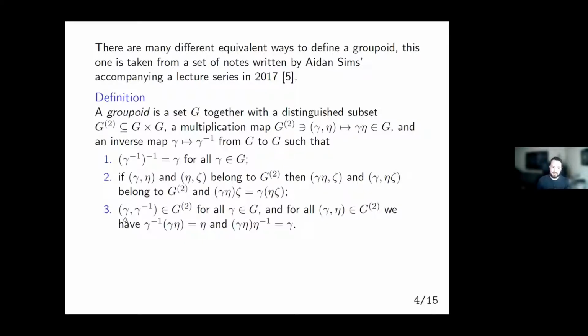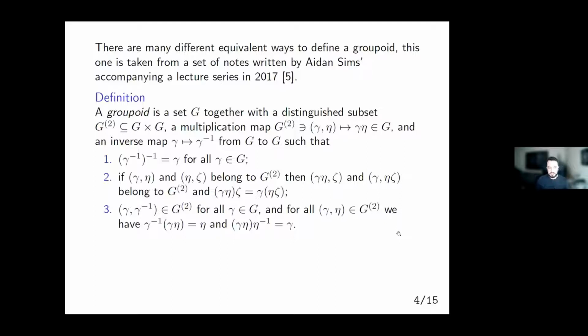Then if you have an element paired with its inverse, this should always be composable. And then when you do compose an element with its inverse, it should act as an identity. So if I have this element gamma and I compose it with its inverse and then I multiply another element eta by this, I should just get eta back. And if I do the same with eta, I should just get gamma back. So if I multiply by inverse and the original object on the left, I should get eta back, and vice versa.